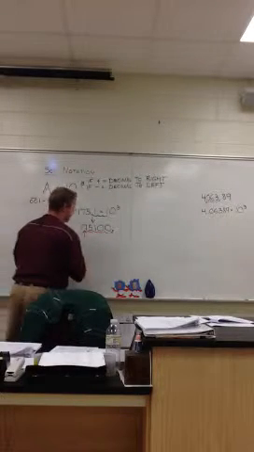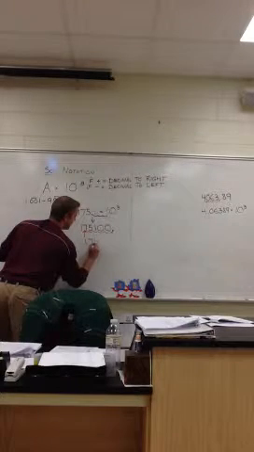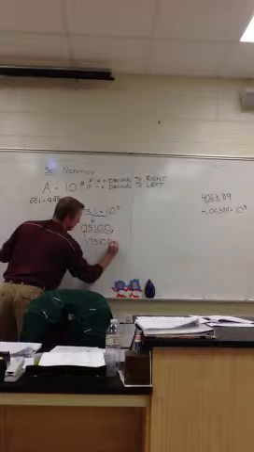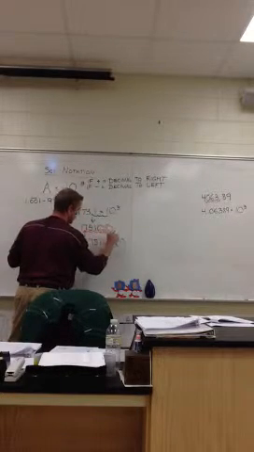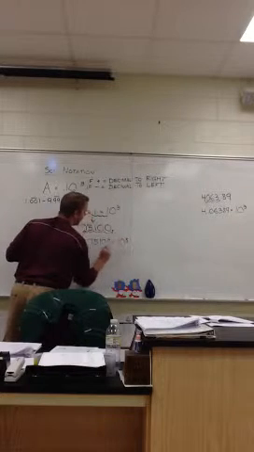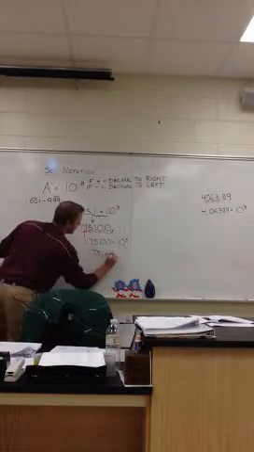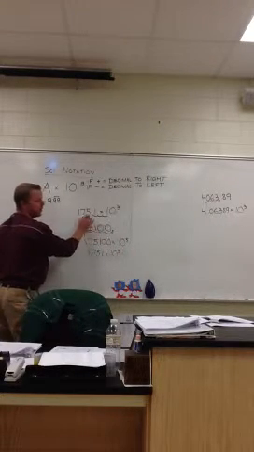So this answer is 1.7510 times 10 to the fifth. Now, I would have accepted 1.751 times 10 to the fifth as well, because technically you didn't have those zeros when you were up here.